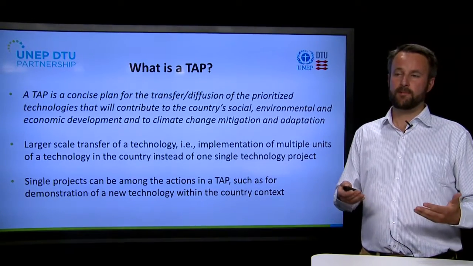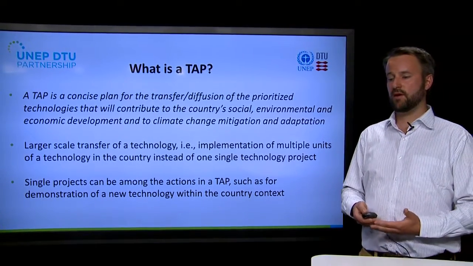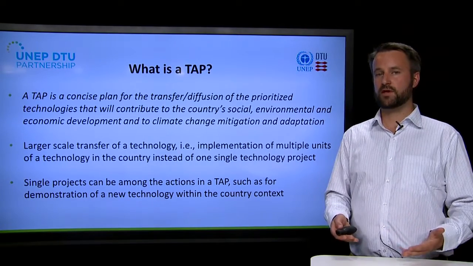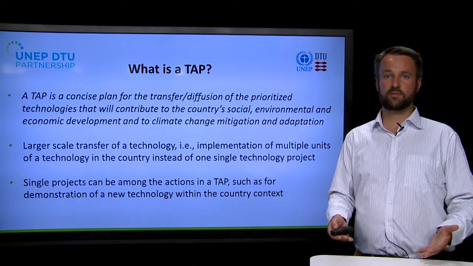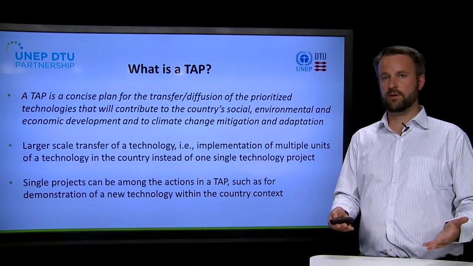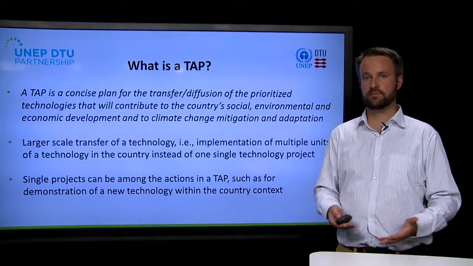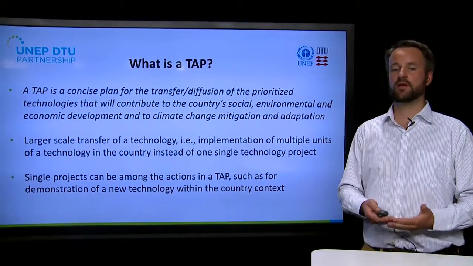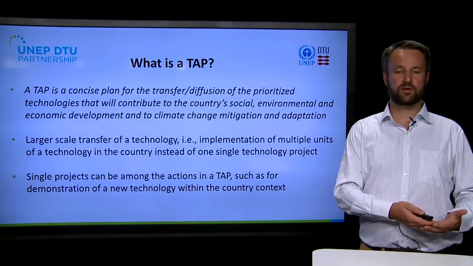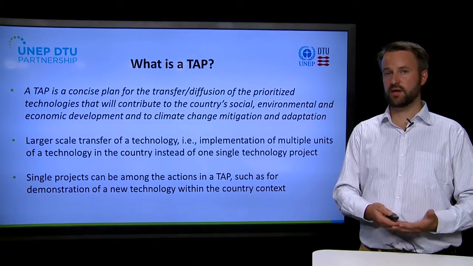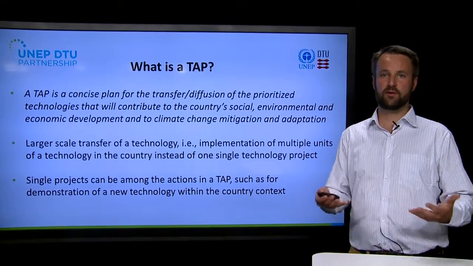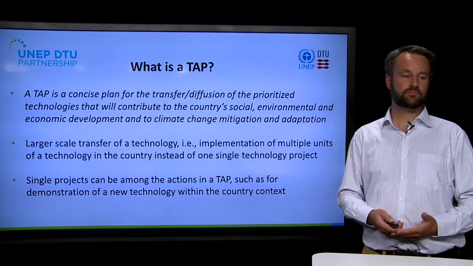So a TAP may cover more than one technology where there are logical overlaps. Taking, for example, bus rapid transport systems as an urban mitigation technology, it makes sense to also consider pedestrianization and cycle paths as part of that technology action plan.